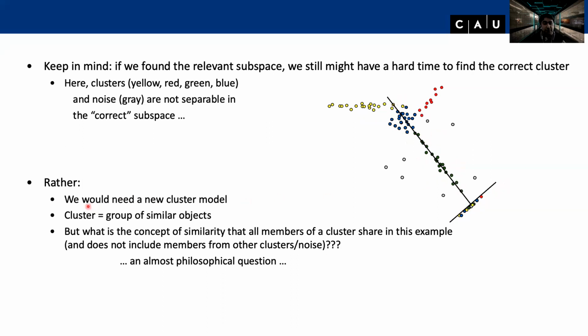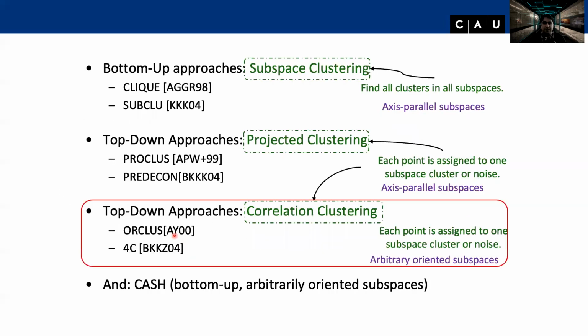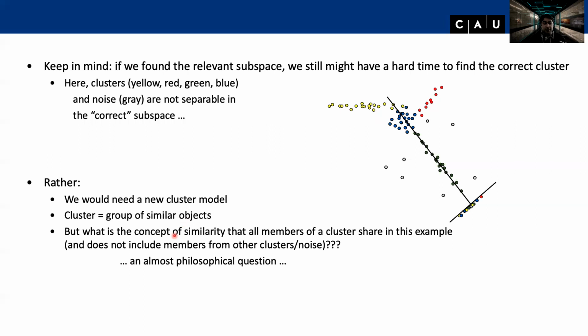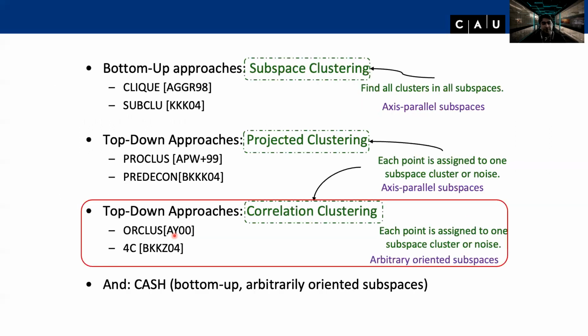So what we rather need is a new cluster model. A cluster here is a group of similar objects, but what is the concept of similarity that all members of the cluster share in this example? And that does not include any members from other clusters. Asking what is the concept of similarity that all these members share is almost a philosophical question, and something we will get to by approaching an algorithm like, for instance, ORCLUS.